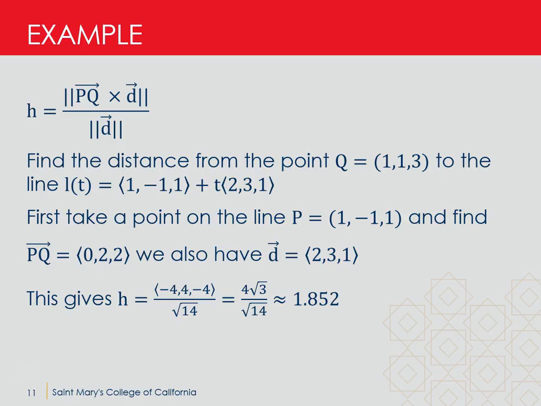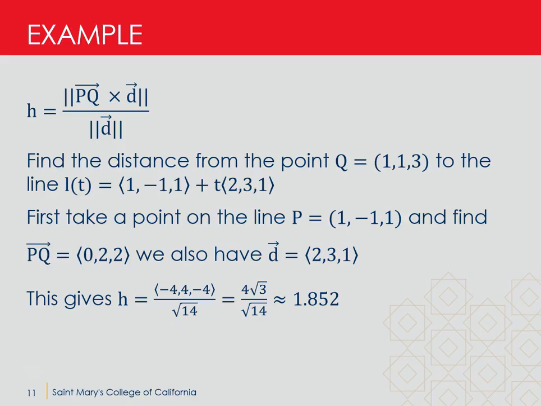So we take the cross product of PQ and D, which is (-4, 4, -4). We take the magnitude of that, and we take the magnitude of D itself. So the magnitude of the numerator is 4 root 3, the magnitude of the denominator is root 14, and that gives us altogether the distance, which is about 1.85.